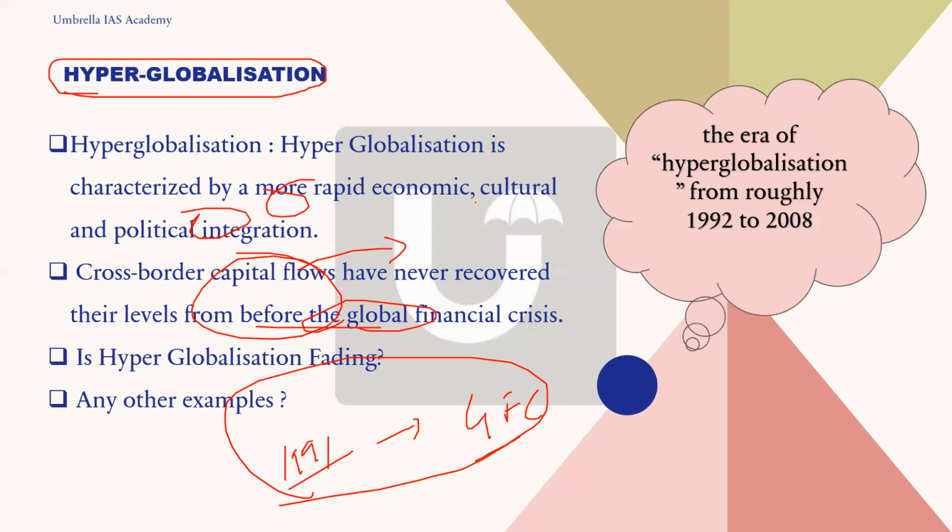And if they ask you the years when there was hyperglobalization, you should focus more on 1992 till 2008. After 2008, generally it is said that there is a decrease in hyperglobalization. Okay. Everyone, is it clear? The concept of hyperglobalization?